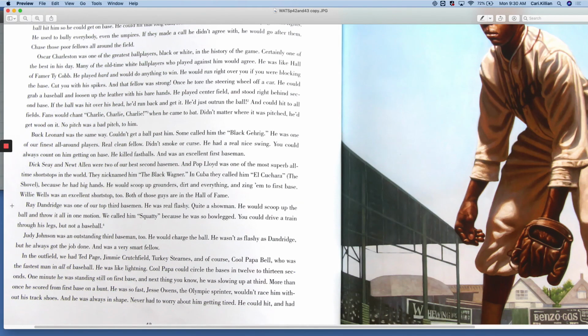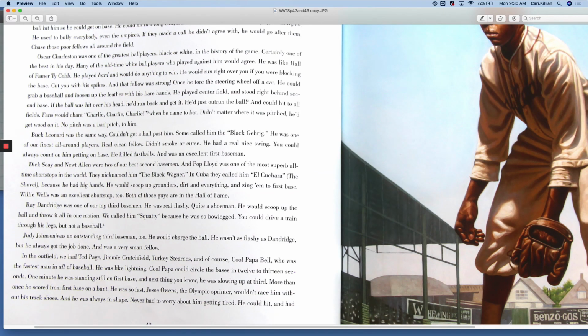He was so fast, Jesse Owens, the Olympic sprinter, wouldn't race him without his track shoes. And he was always in shape. Never had to worry about him getting tired.